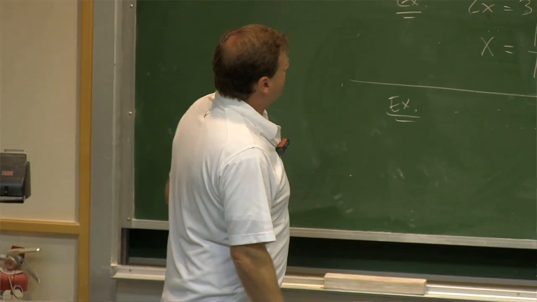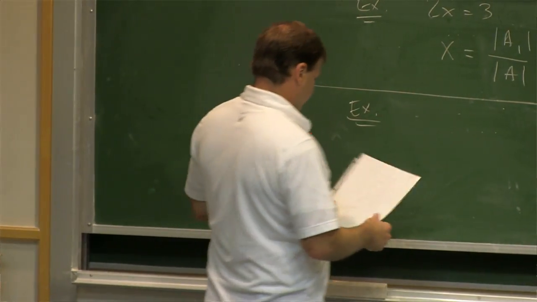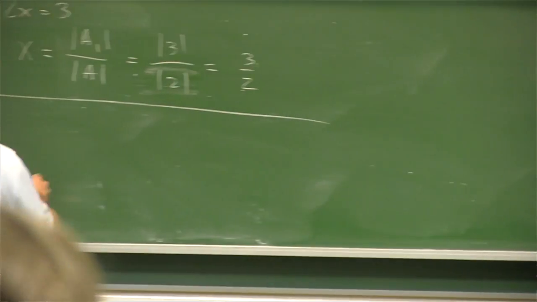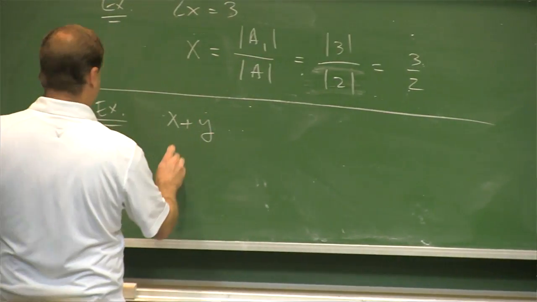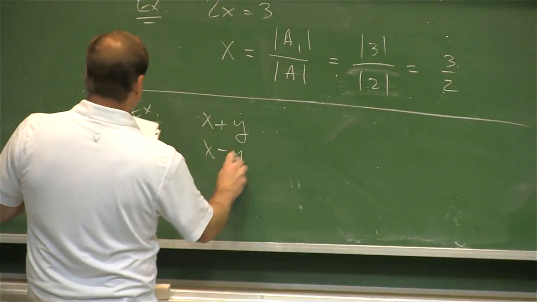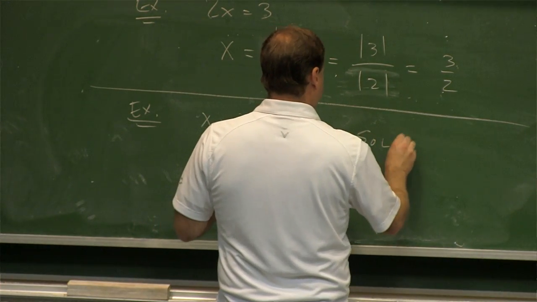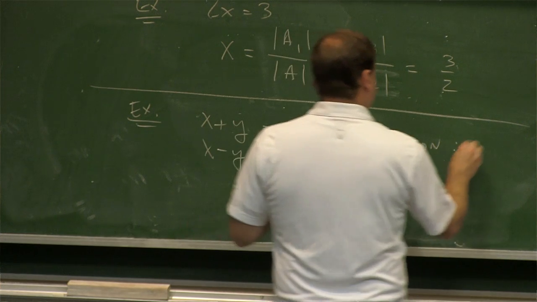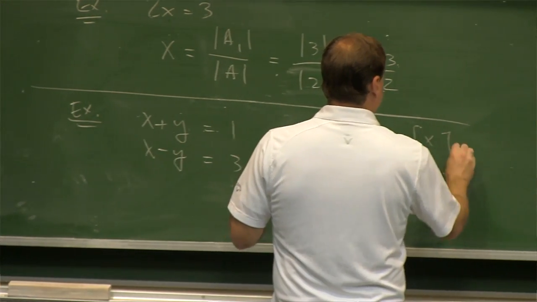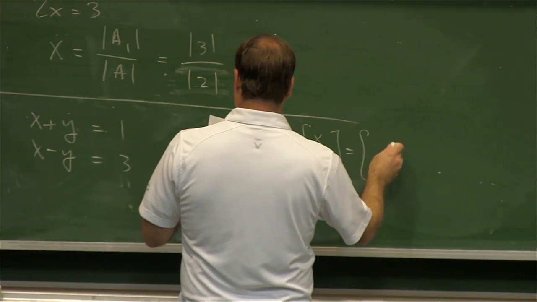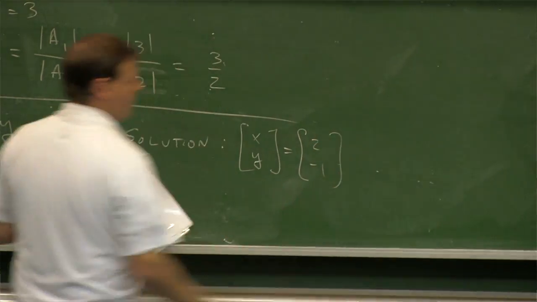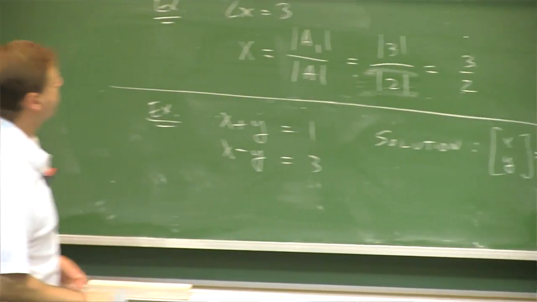All right, here we go. Now let's do x plus y equals 1 and x minus y equals 3. Here, I'll tell you the solution. The solution is (x, y) equals (2, negative 1). So you can practice on your own if you want.